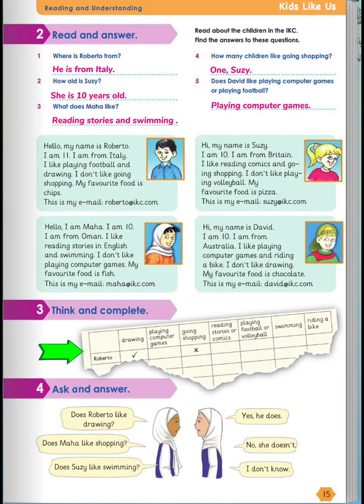Next is think and complete. This is a fun task to do on your notebook, so make sure you write the answers. All you have to do is write in your notebook these 4 kids and what they like to do. For example, drawing, playing computer games, going shopping, reading stories or comics, playing football or volleyball, swimming, and riding a bike.